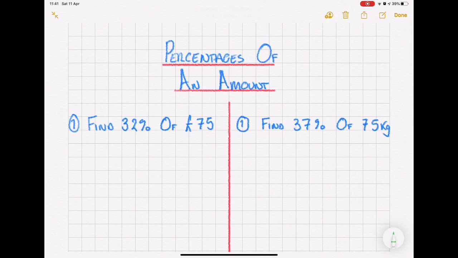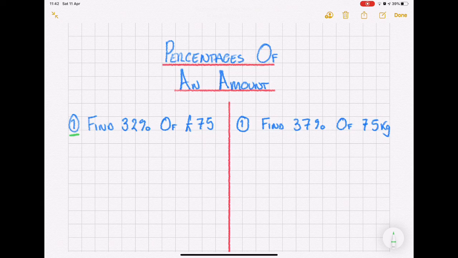Hi there, and welcome to this lesson on percentage of amount. Now, finding the percentage of any amount is a really useful skill, not only to have in an exam, but also in life. The way I'm going to be showing you today is using a thing called a multiplier, and that will become clearer in a second. So let's take a look at this question on the left-hand side.